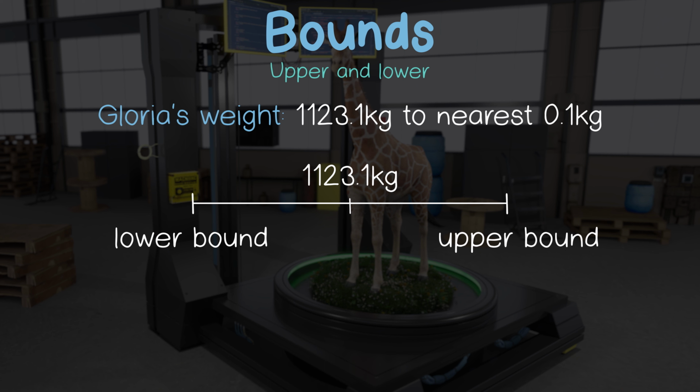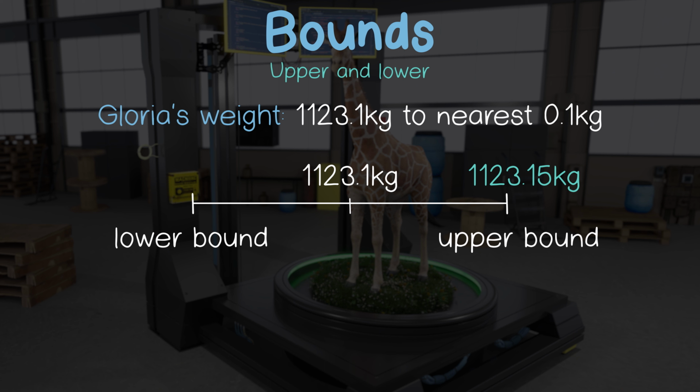Gloria weighs 123.1 kilos to the nearest 0.1 kilos. In a similar pattern to our last measurement, we know that any number between 123.10 and 123.14 would have rounded down to our 123.1 kilos. So we know our upper bound is anything less than 123.15.